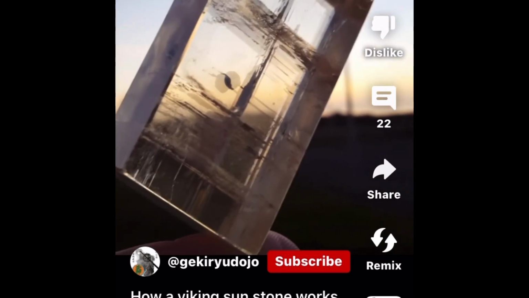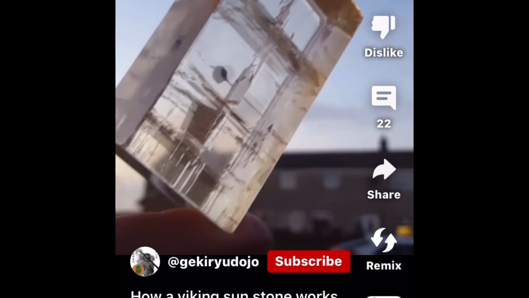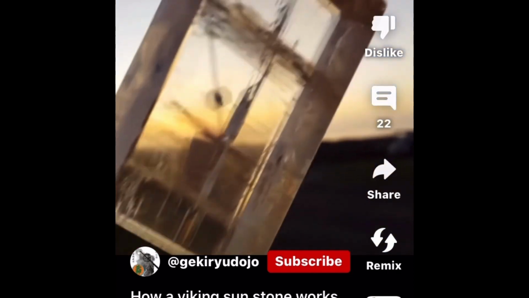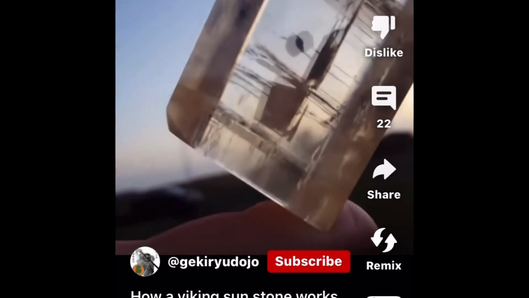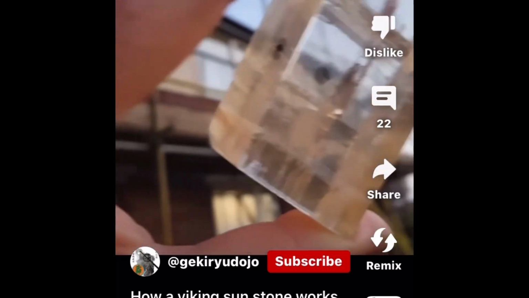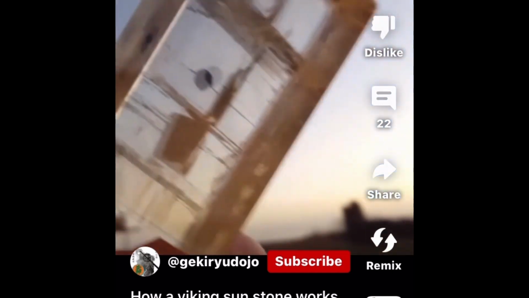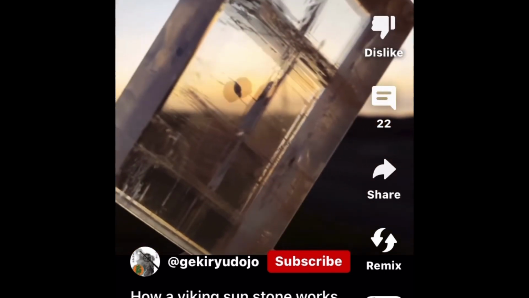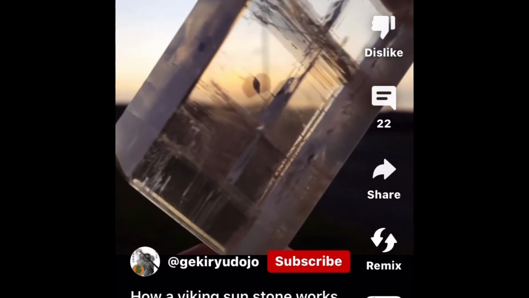So where the sun is, where they're equal. If I go further up, one side goes dark, you go towards where the sun is, and then they equal up, you go the other way, and the other one goes dark again. As you get to the sun, they come equal, and that's how the sunstone works.